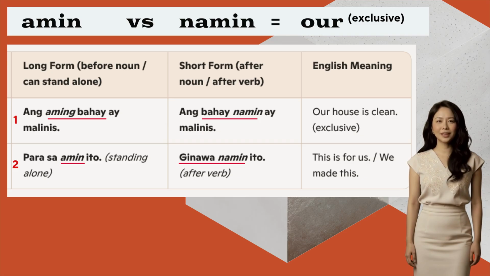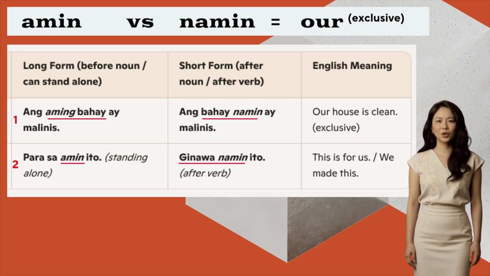Example number 1, ang aming bahay ay malinis. Ang bahay namin ay malinis. Our house is clean. Exclusive. So same meaning, but the long form comes before the noun. So amin comes before bahay, and then namin comes after the bahay. So in our example 2, we are showing the standing alone versus the after verb.